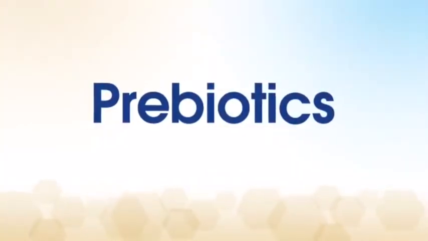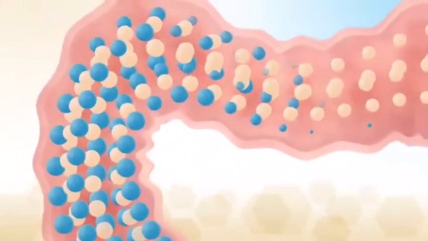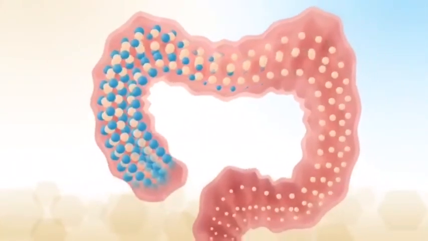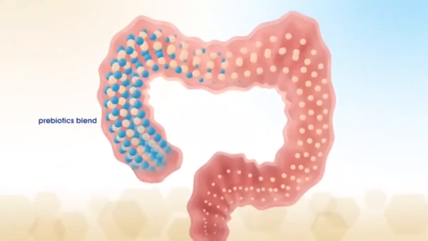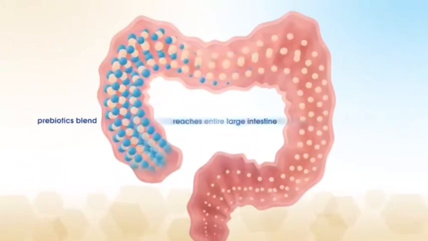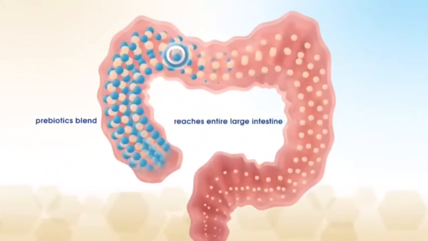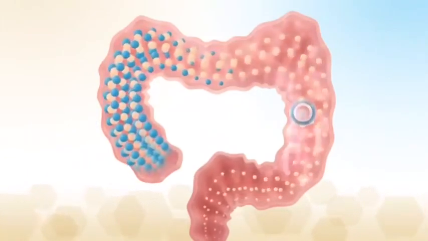Prebiotics feed the good bacteria. They're actually a type of carbohydrate that helps soften stools. The prebiotics in breast milk feed the beneficial bacteria throughout the large intestine. But if you're formula feeding and want a similar effect, you can give your baby a prebiotics blend designed to reach the entire area. One type designed to feed bacteria in the beginning of the large intestine, and another designed to work throughout. So together, they feed it all.